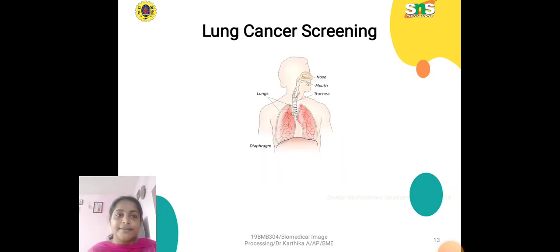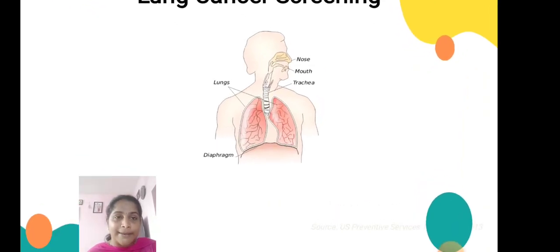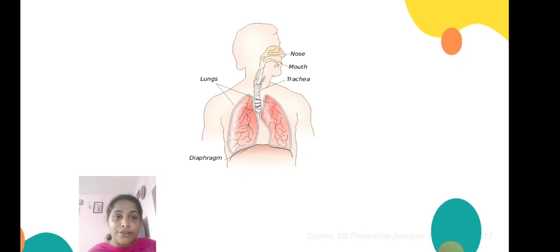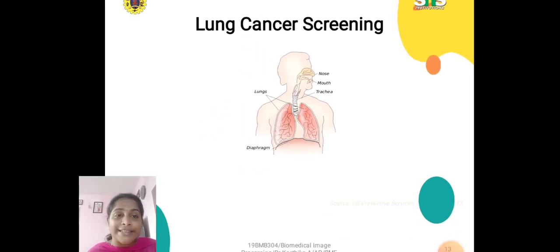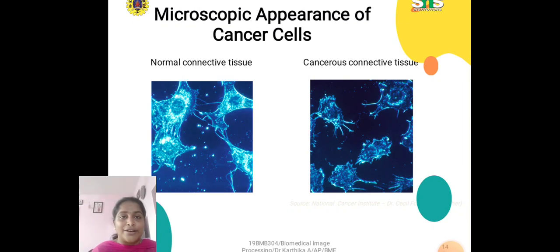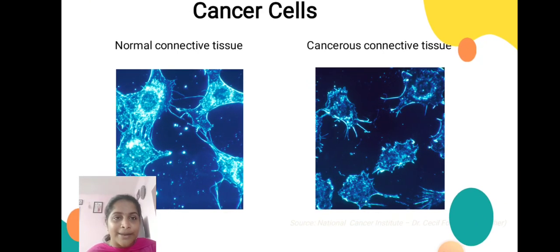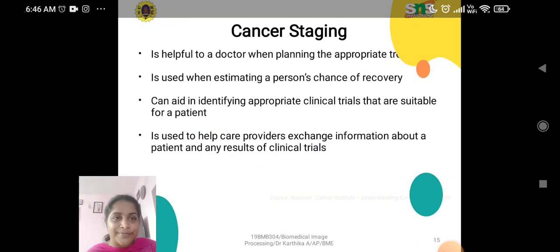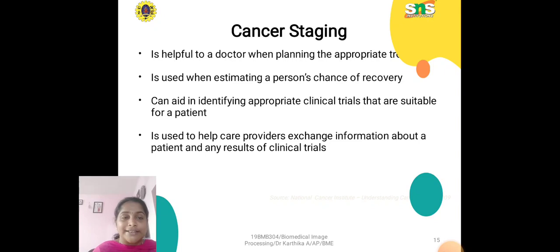Okay. See here the example for lung cancer screening. Here we have the diaphragm, lungs, nose, mouth, and we have to screen for lung cancer. Here we have an example. See here, a normal connective tissue and cancerous connective tissue. See the difference between normal and abnormal tissues. And we have to monitor and calculate the cancer staging. It is used to help care providers exchange information about a patient and any results of clinical trials. It can aid in identifying appropriate clinical trials that are suitable for a patient.